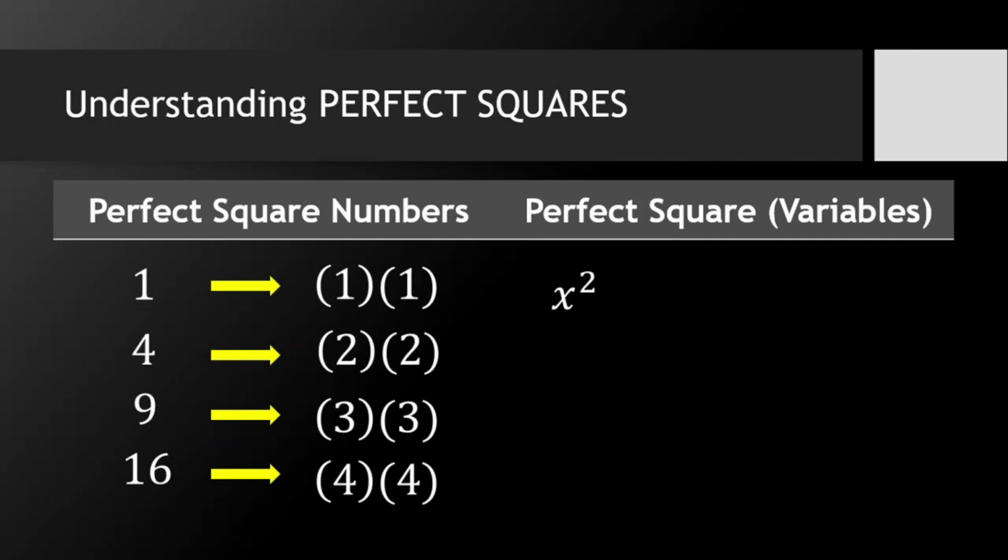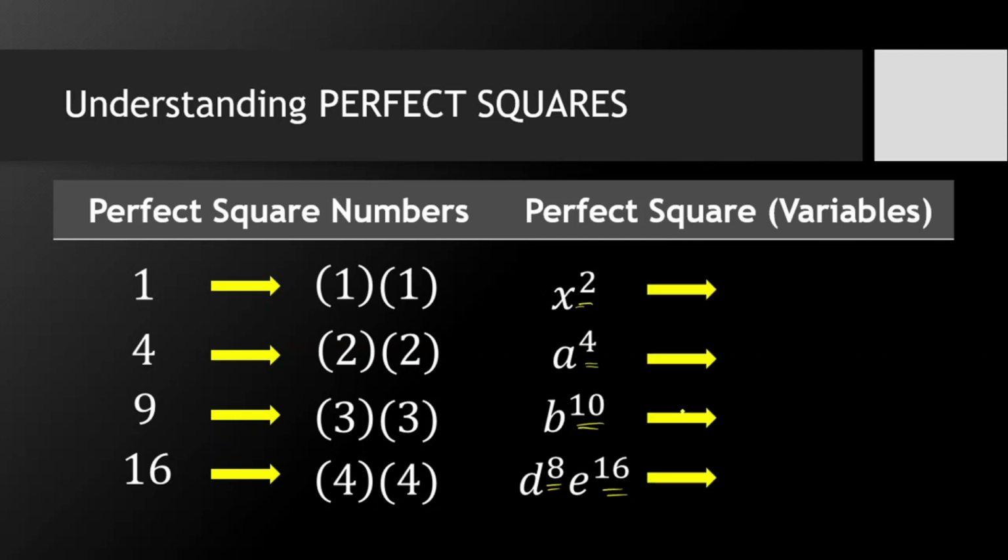Now, for the variables, we have x squared, a raised to 4, b raised to 10, d raised to 8, and e raised to 16 as my examples. If you analyze them, you can see that the exponents of these variables are all even numbers. So 2, 4, 10, 8, and 16 are all divisible by 2. If the exponent of a certain variable is an even number, then we can say that the variable is a perfect square variable.